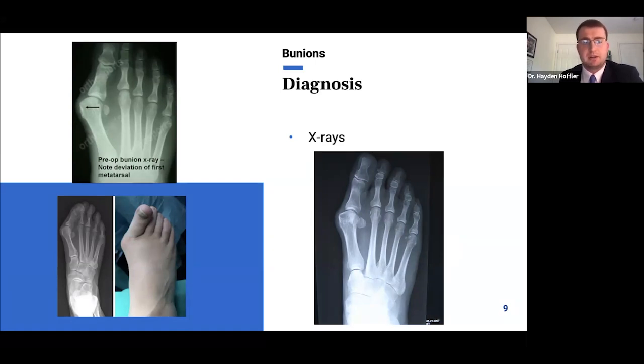A good example of clinically and radiographically, or x-rays, is on the lower left, where you can see the toe going outward and you have that big bone going inwards, and then again on the right side. And I get multiple different views. This is the most common view to actually see one, but multiple views are taken into account.